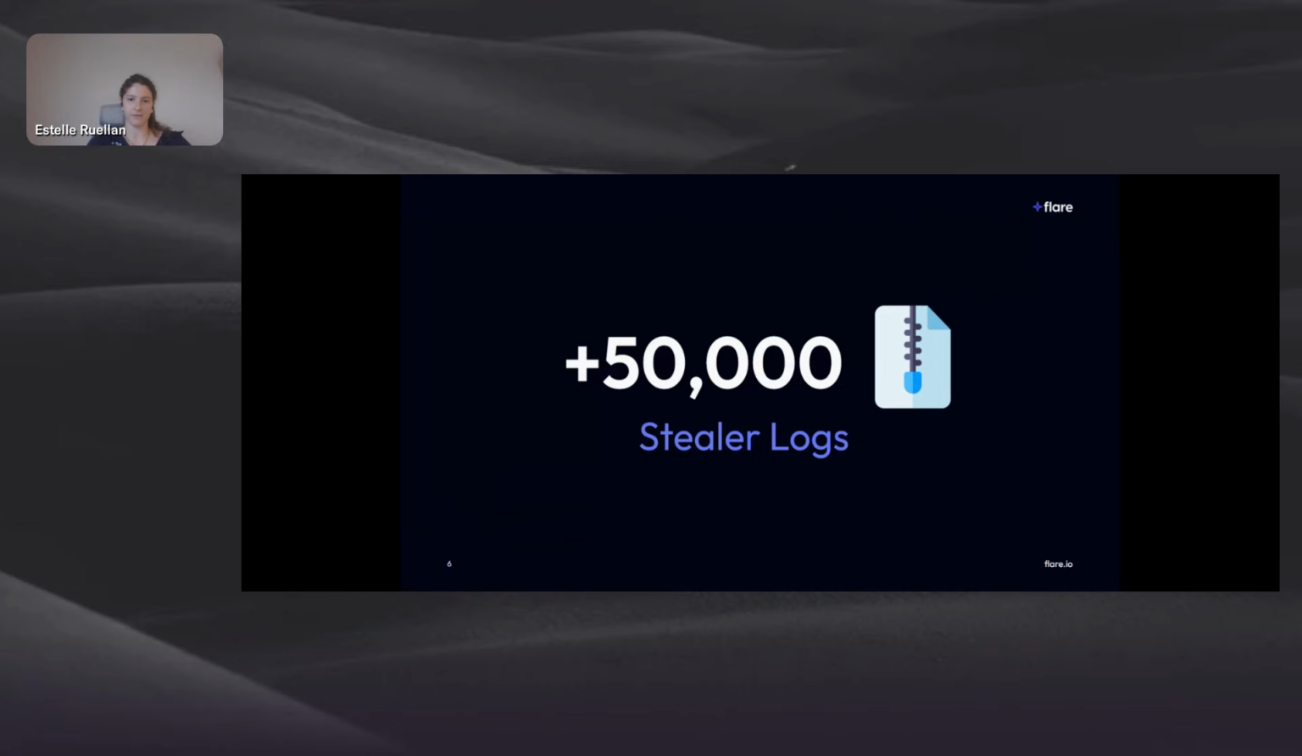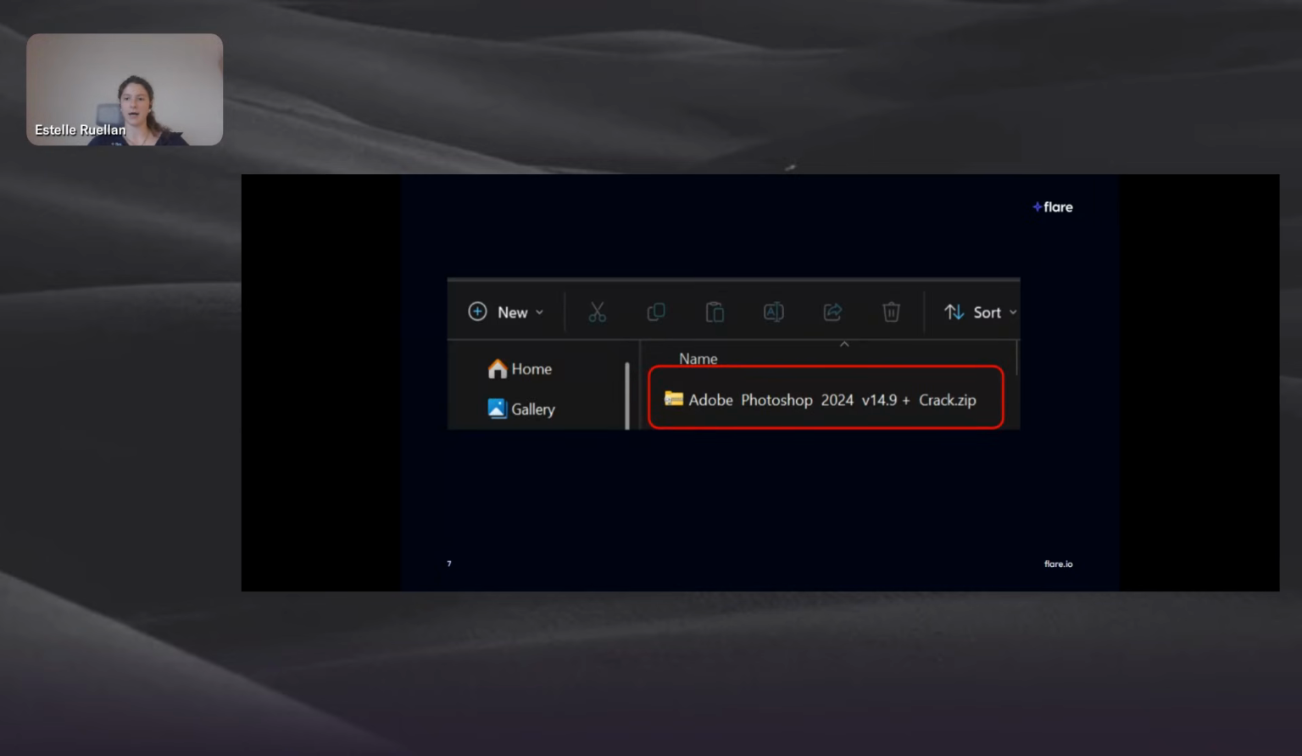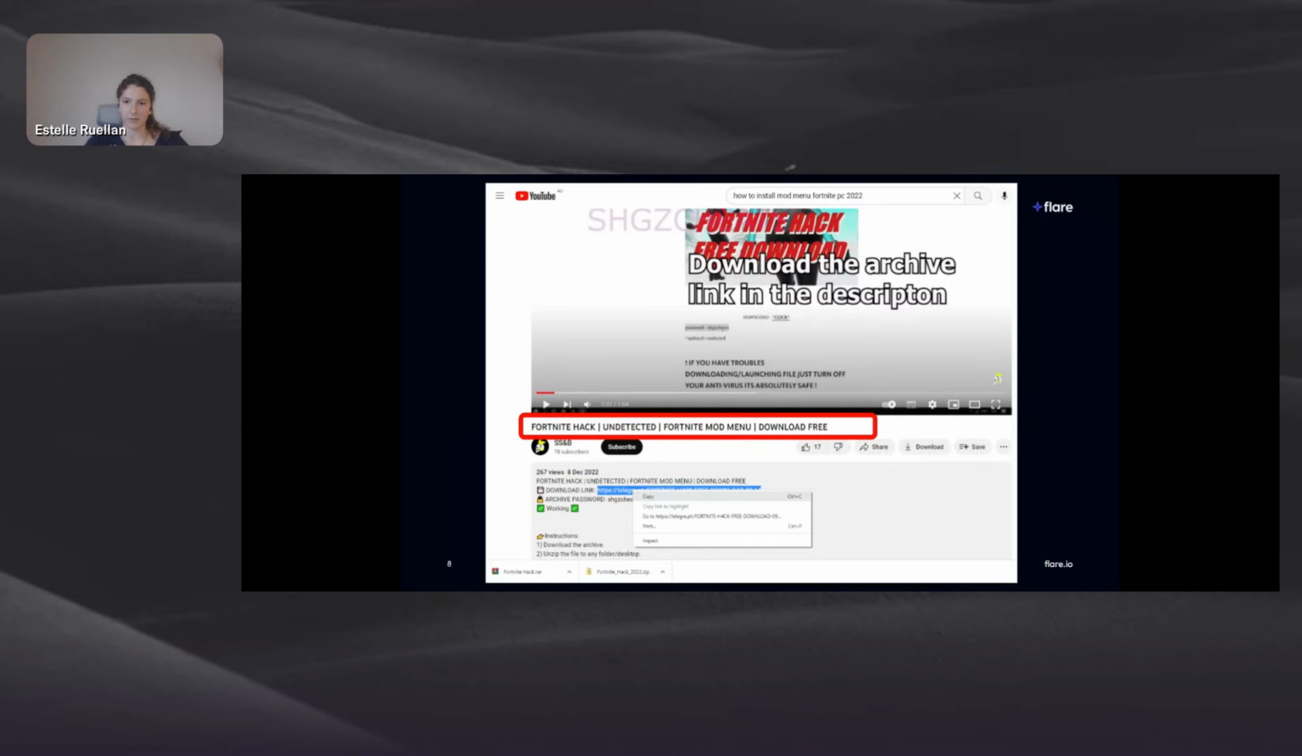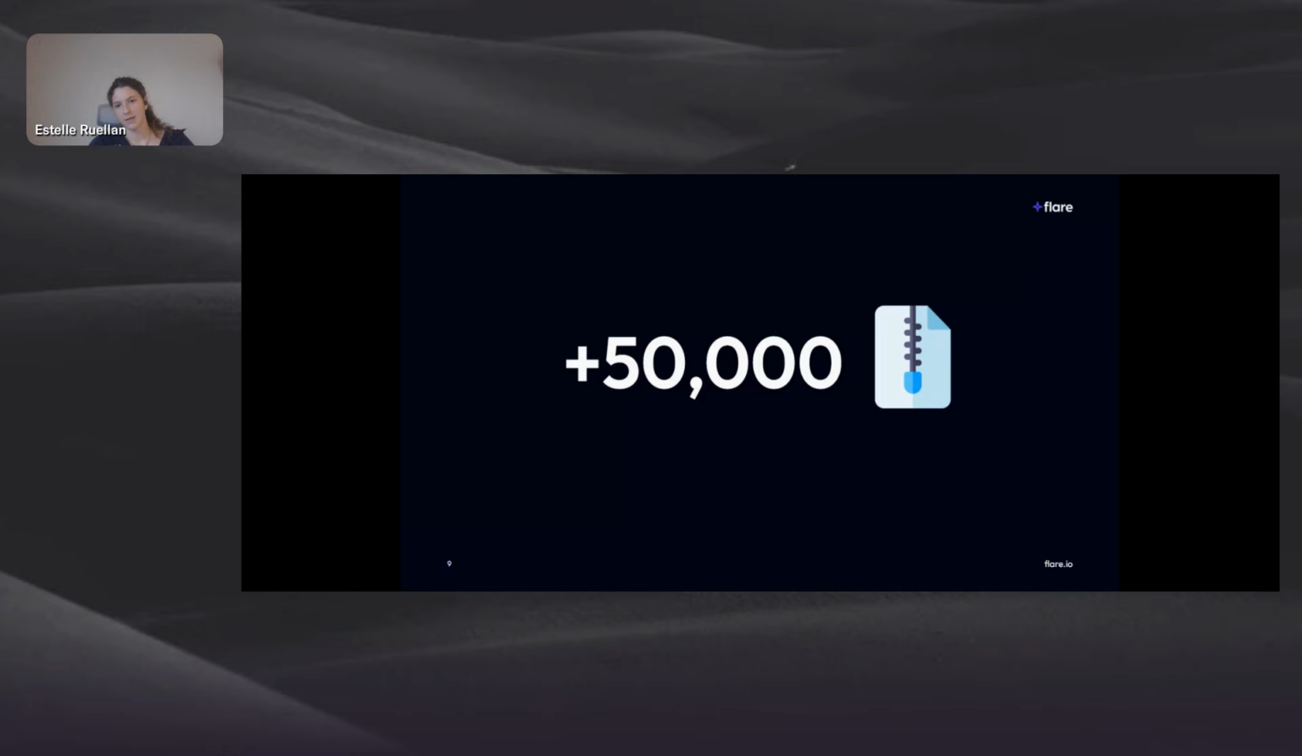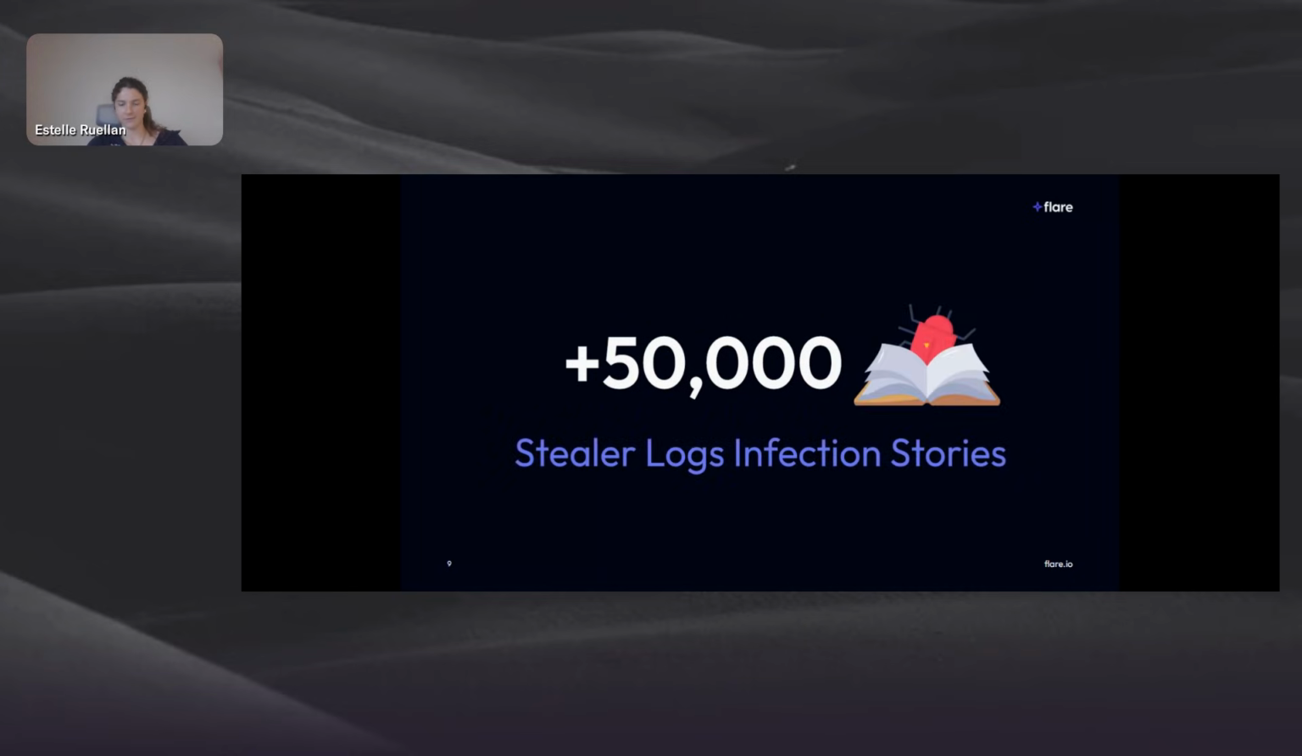So we had more than 50,000 stealer logs. And when we looked at the screenshots, we were able to get the infection stories. So how they were infected. Here you can see, basically the infection was about a download of Adobe Photoshop. Or here, sometimes you can have a screenshot of a YouTube video. And if we read the name of the YouTube video, then you can see it was a Fortnite hack mod menu. So we did not only have 50,000 stealer logs, we had 50,000 stealer logs infection stories.